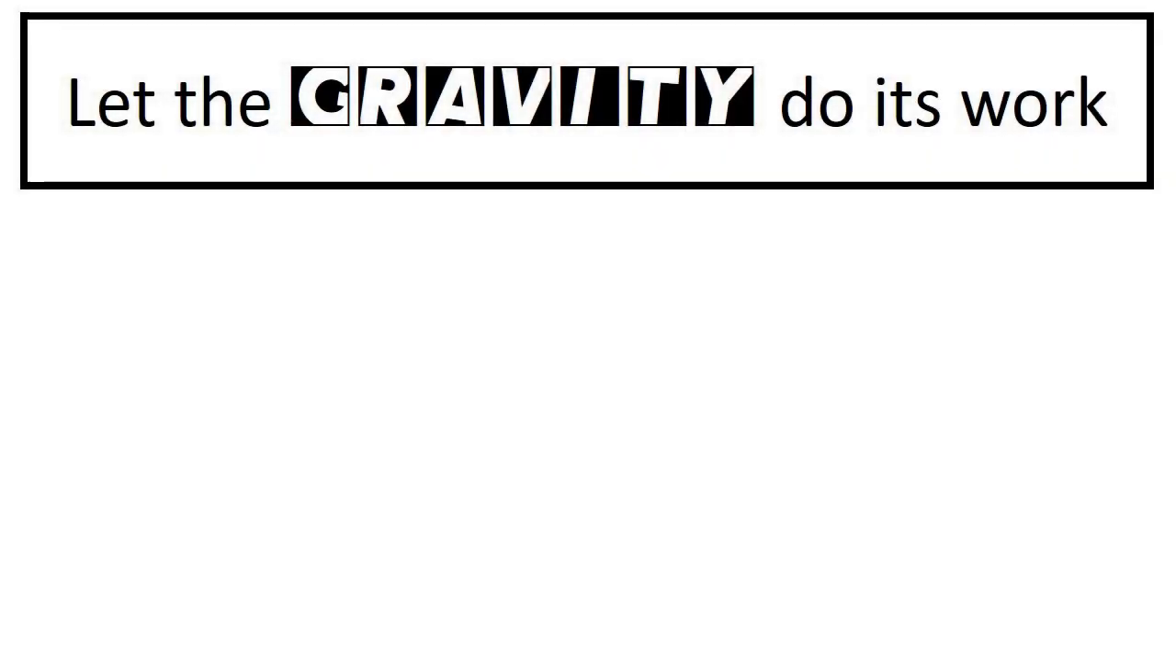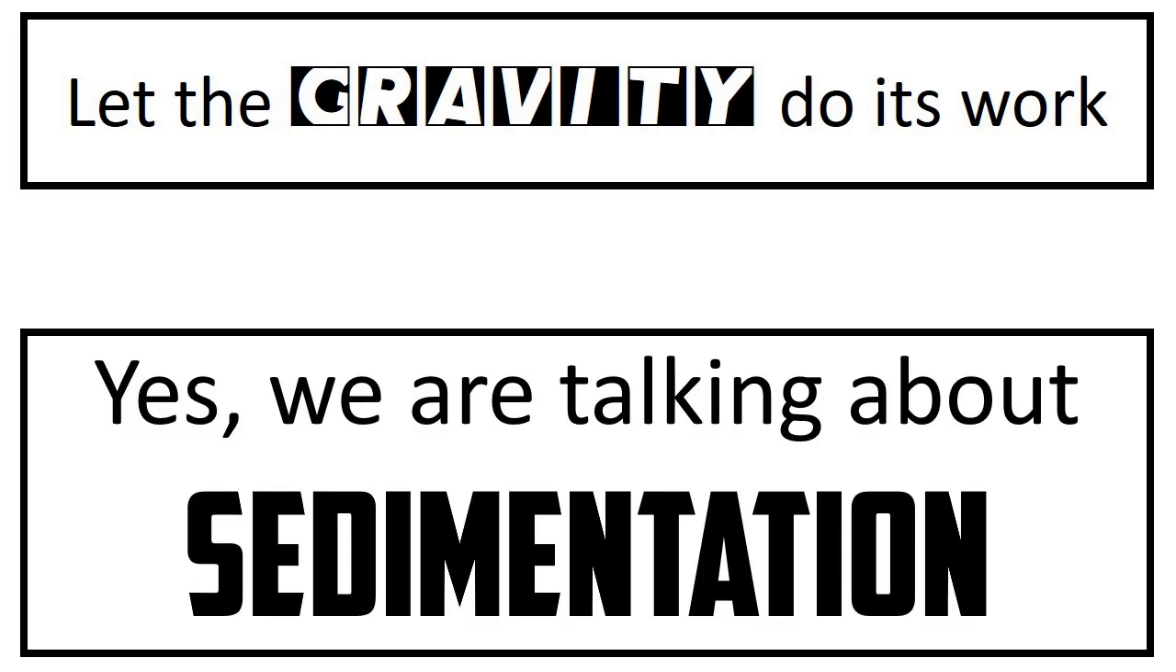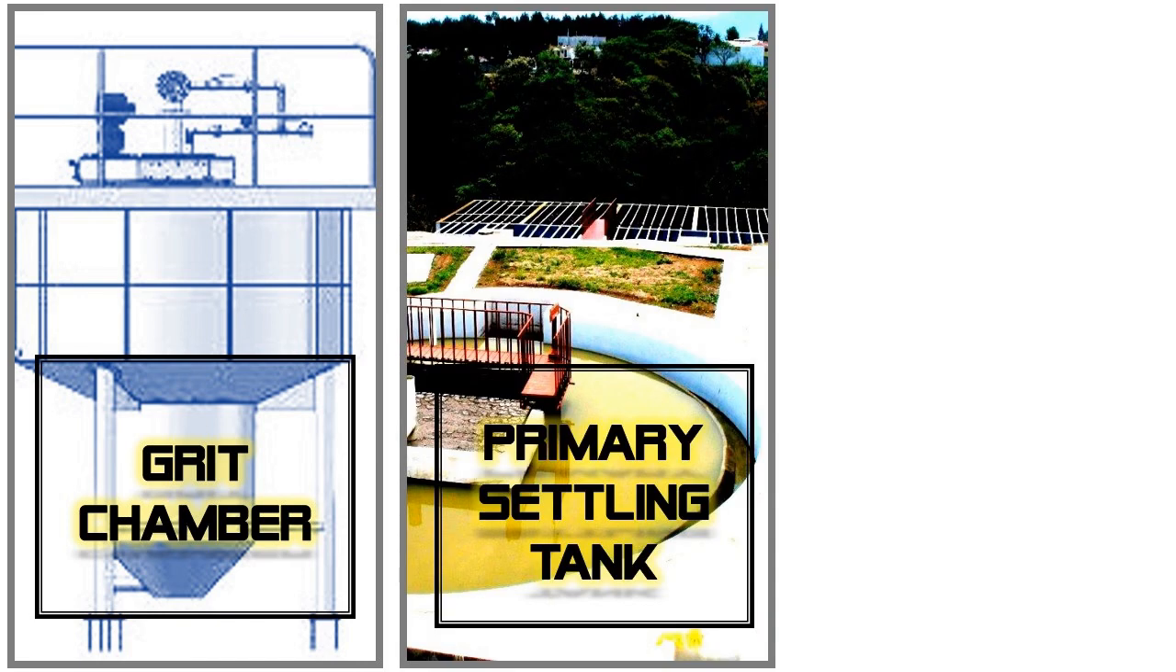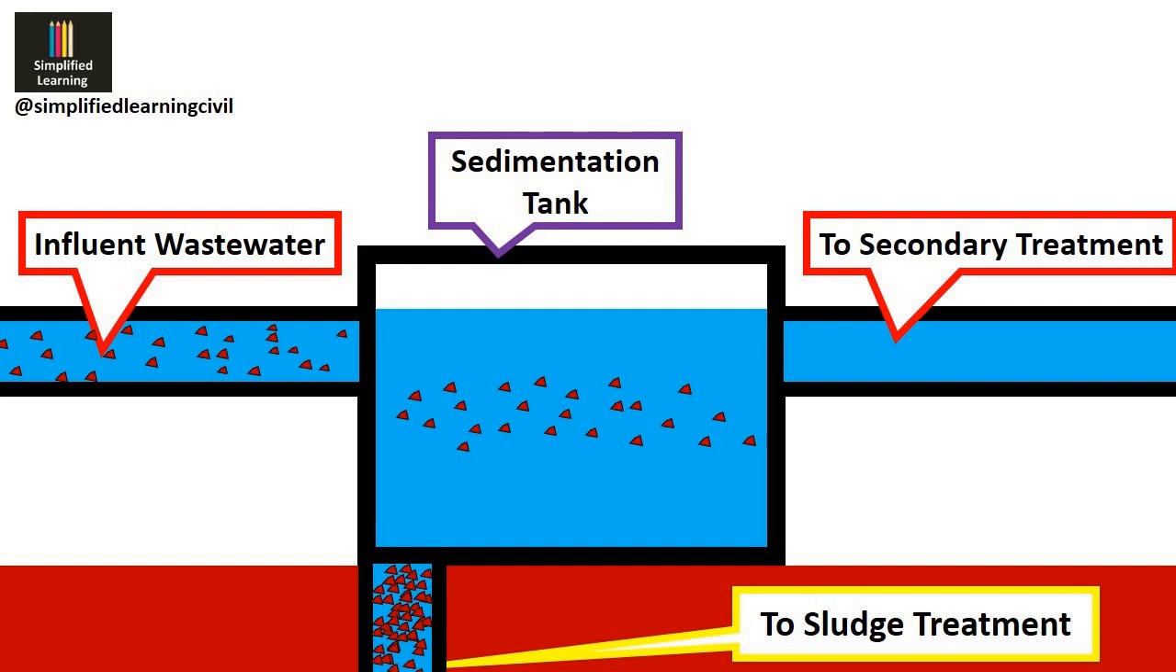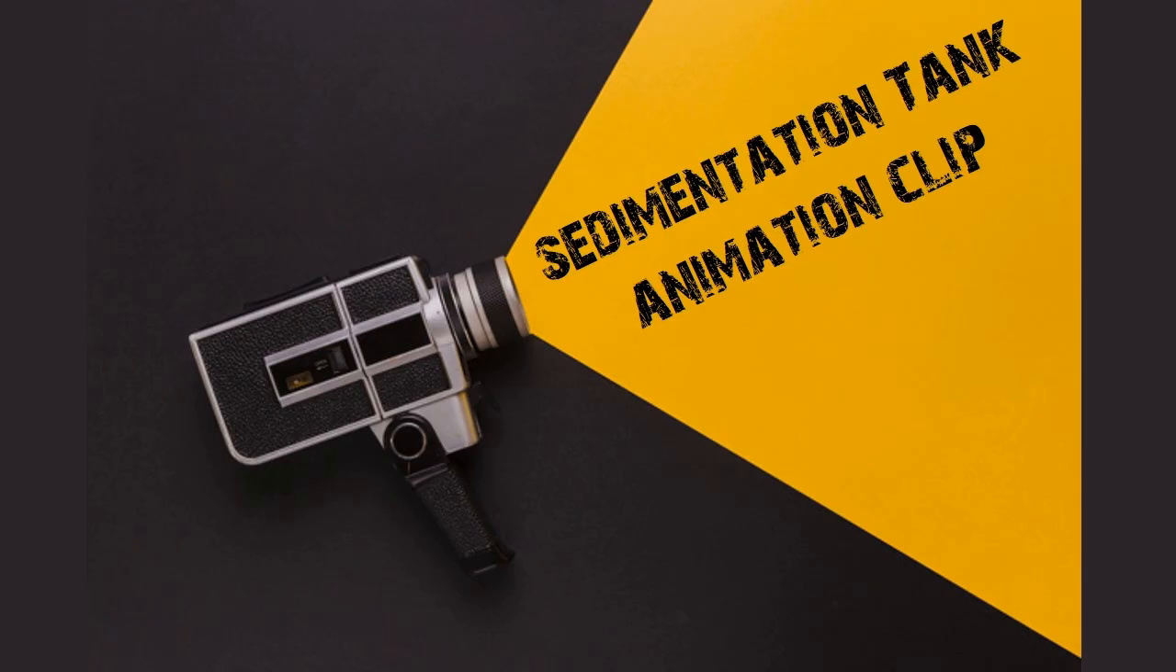The simplest way to remove an impurity from wastewater is to let the force of gravity work, and the same is done in sedimentation. The process of sedimentation is used in grit chamber, primary settling tank and secondary settling tank. Particles, whether organic or inorganic, if they are heavier than water, can be settled down in a sedimentation tank by slowing the flow, that is, by detaining the flow. Please roll in the video for the sedimentation process.